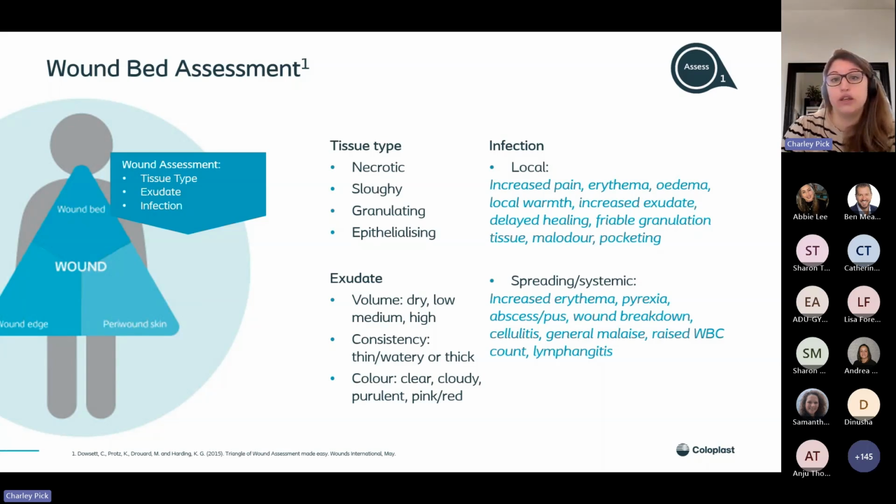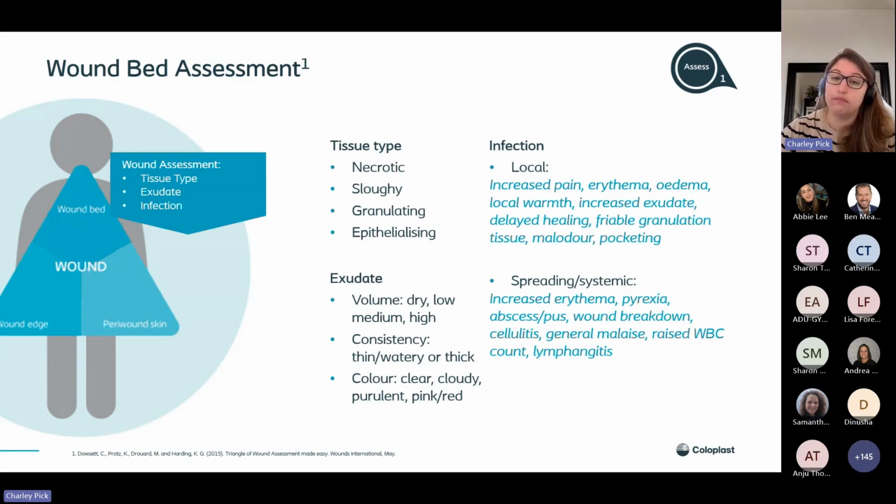Now, your tissue types that you will probably see within your wounds are necrotic. So these can be black, dark brown in colour. They can be hard. They can be quite soggy to touch. Sloughy tissue tends to be yellow, can be a little bit greeny. It can be quite tough. And again, it can be quite loose to be able to remove it. Now, your granulation tissue, this is your pink or reddy coloured tissue in your wound beds. This is what we want to see in our wound bed, granulation tissue.